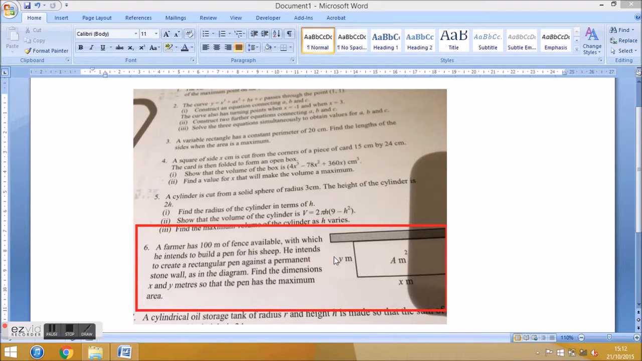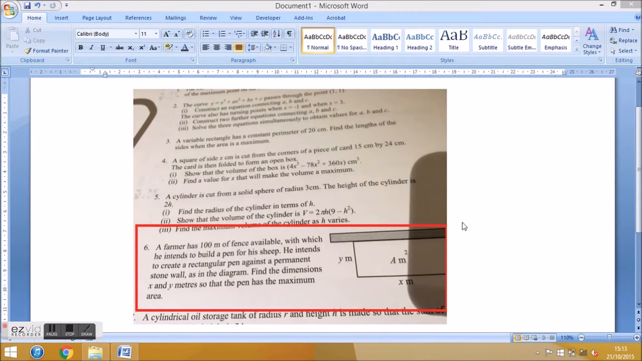I got a request from a student to go through an A-level maths differentiation question. This is actually taken from the C2 syllabus and it's on applications of differentiation. But even C1 students can benefit from this video tutorial as well, because I'll be going through the basics of differentiation. Okay, so I've got a handful of questions here, but I'm only going to go through this one.